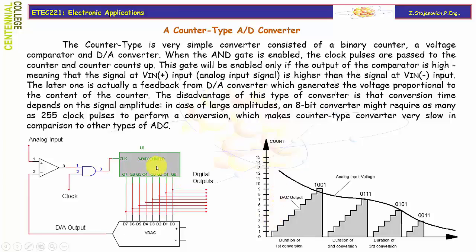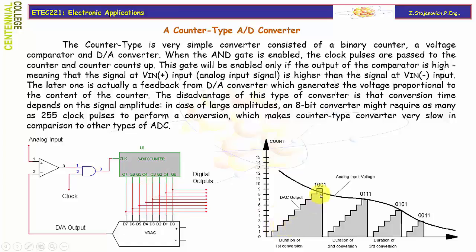As we are counting, as we are increasing the content of the counter, the output voltage increases in steps, of course. As long as this output is lower than the actual amplitude that we are converting, the output of the comparator will keep the gate open. But as soon as the content of the counter exceeds the actual amplitude, the output of the comparator drops to 0, the gate is closed, and the current content of the counter actually represents the coded word for the given amplitude.